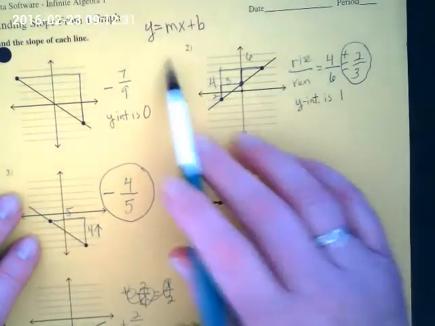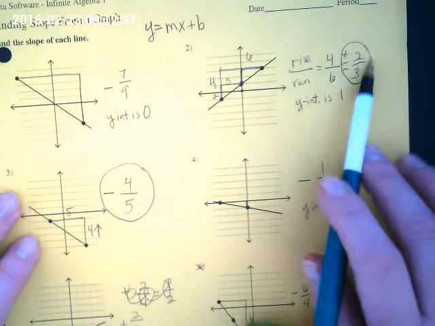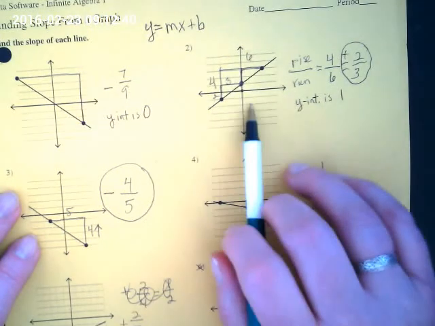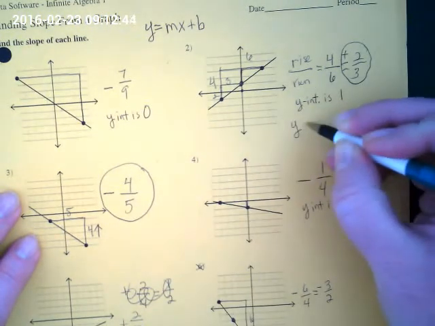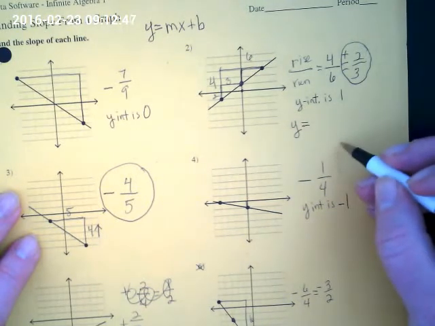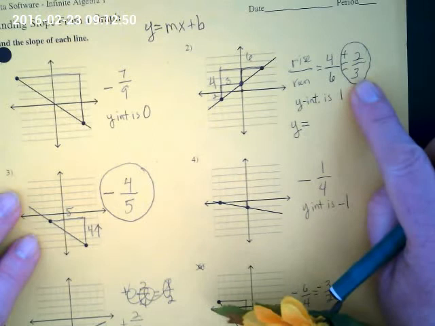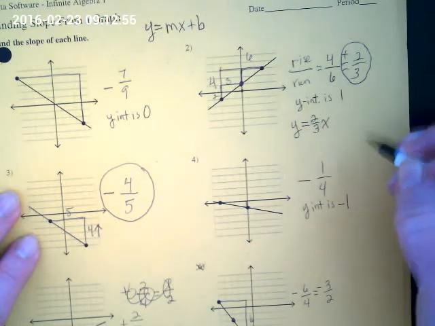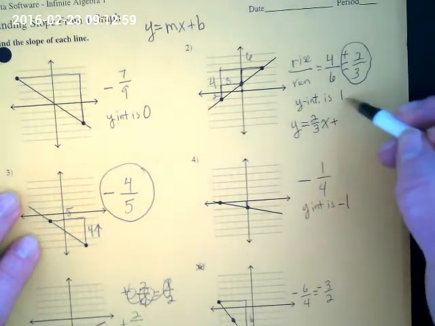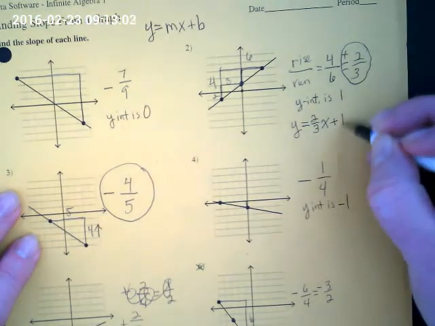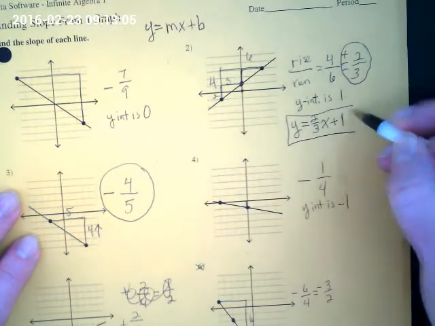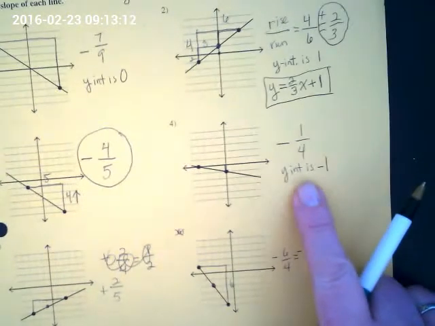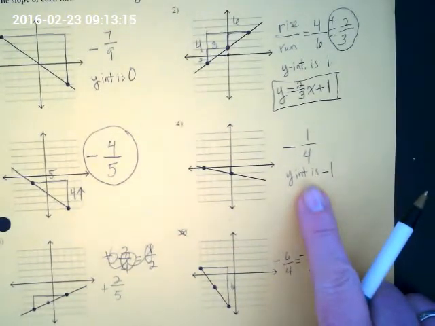But let's go back. Now that we have our equation, and we know what the slope is, and we know what the y-intercept is, we can write the equation for this graph. Y is always going to be there, but what are we going to put in place of the m? 2 over 3 is our m. X is just x in the equation. Plus, what's our y-intercept? 1. That's the equation for this graph. I want you to try to do it for number 4. See if you can put the pieces into the right places.